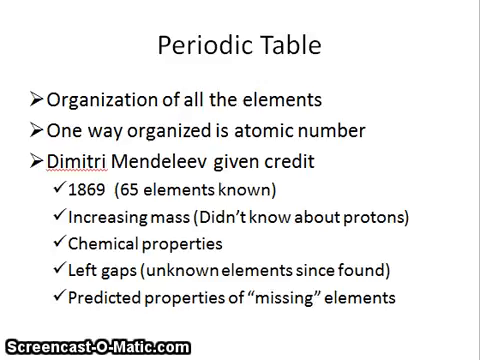Mendeleev put together his first table based on the 65 elements known at the time. Because the structure wasn't known, he used the chemical properties of the elements to help. The elements were arranged in order of increasing mass. What was truly prescient was that he left spaces for undiscovered elements and predicted some of their physical and chemical properties.